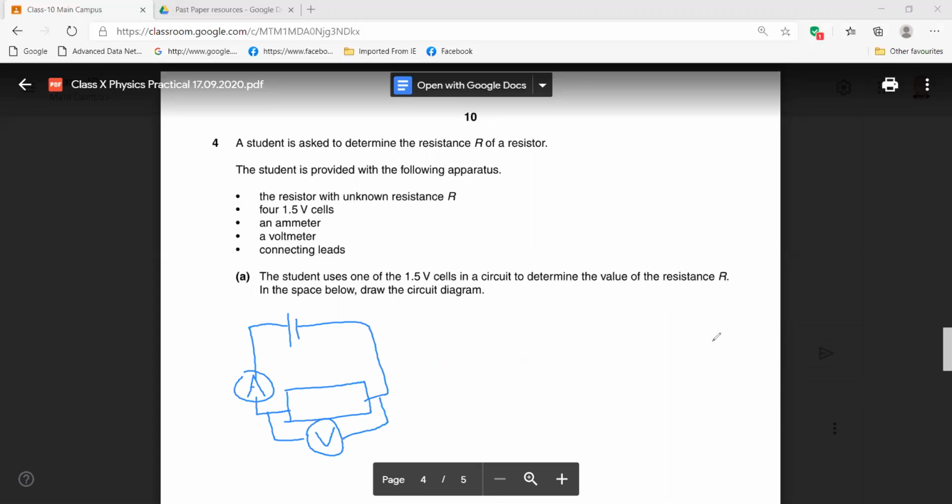Okay, look, we have the ammeter. Already we know the symbols, right? This one is resistor. Resistor symbol we know. Ammeter symbol we know. Voltmeter is parallel with the resistor. It is cell, 1.5 volt cell. Okay, so done. Circuit diagram is done. All of you can draw it.